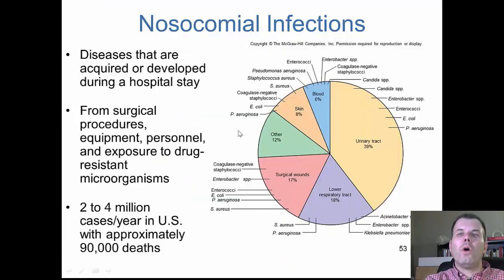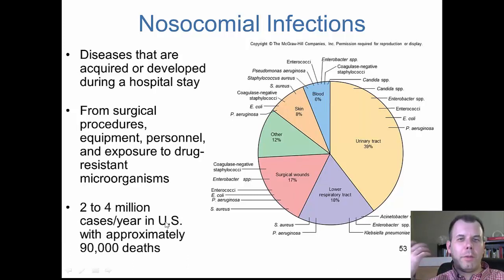All right. So nosocomial infections is an interesting one. These are infections that are acquired in the hospital. And so again, these are acquired during your stay at the hospital. And again, this can come from surgical procedures, equipment, personnel, exposure to drug-resistant microorganisms, and there are about 2 to 4 million cases of nosocomial infections every year.